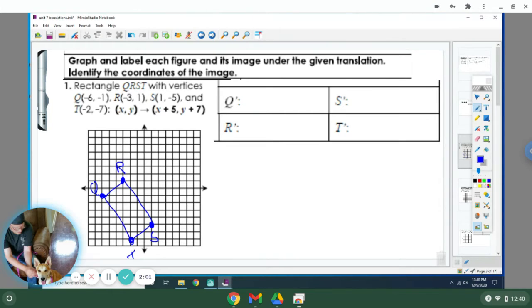What they're going to do is move the X by adding 5 and the Y by adding 7. Q was originally -6, -1. So you're going to add 5 to the X's, which is in the first position. -6 plus 5 will now become -1. And then -1 plus 7 will become a positive 6. So Q is now -1, 6.